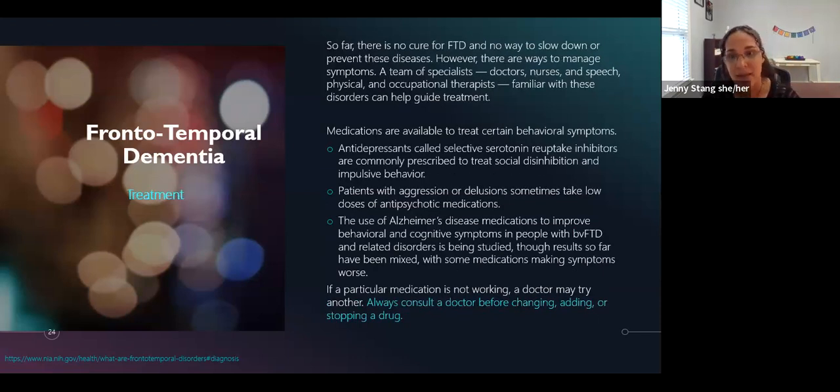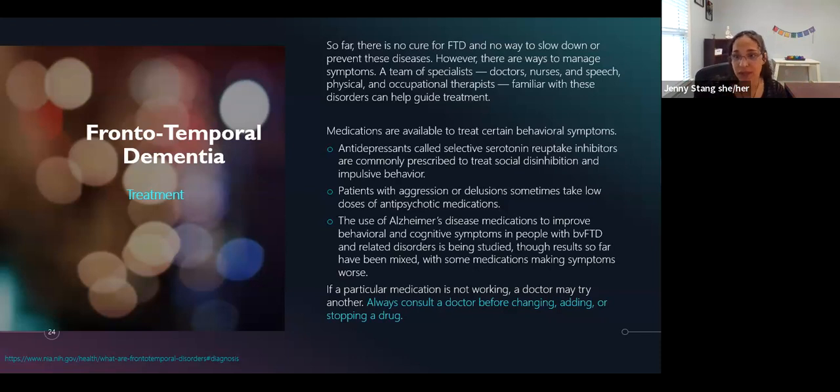So treatments, there's really no cure for it, and there's no way to slow it down or prevent these diseases. However, there are ways to manage symptoms. So if you get this diagnosis, you may want to consider bringing on a team of specialists that include doctors, nurses, speech therapists, physical therapists, occupational therapists. Pretty much this team will be familiar with the disorder and can help you guide treatment.